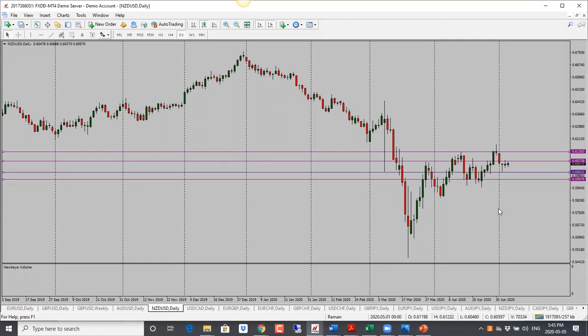We do see that price tried to go into the resistance, into the first target, didn't quite hold above that and has retreated from there. So this is looking bearish as well.